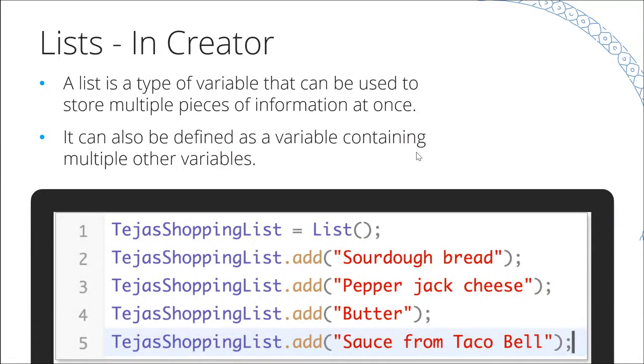And important Deluge concepts, how to make use of APIs using the important Deluge concepts. Yep. So those are like lists in Creator, right? A list is a type of variable that can be used to store multiple pieces of information at once. As the name suggests, it stores the list, right? And it can also be defined as a variable containing multiple other variables. So these are some important Deluge concepts that you can be aware of before getting your hands on APIs.